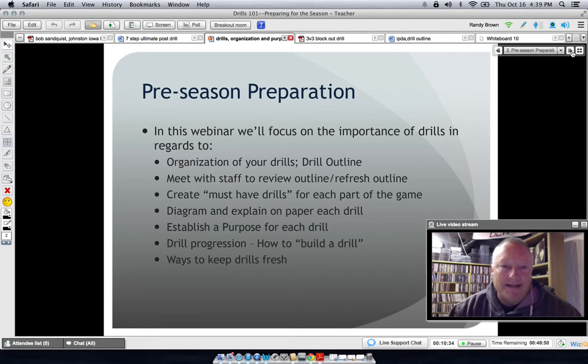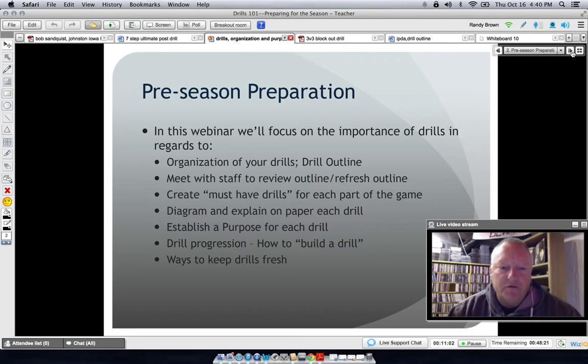We're going to talk about diagramming and explaining each drill on paper. It's great for you as a coach to know how the drill goes, but everybody around you also needs to know exactly how the drill is to be conducted to get on the same page. Having a purpose for each drill, I think this is where we miss the boat. I want to really emphasize to you establishing very specifically what is the purpose of each drill.